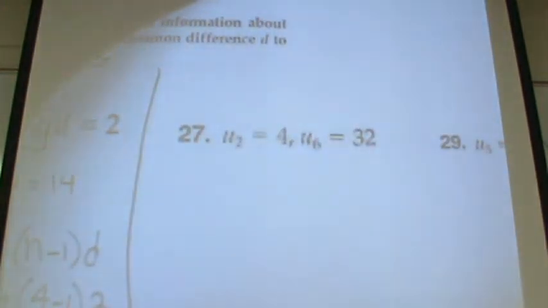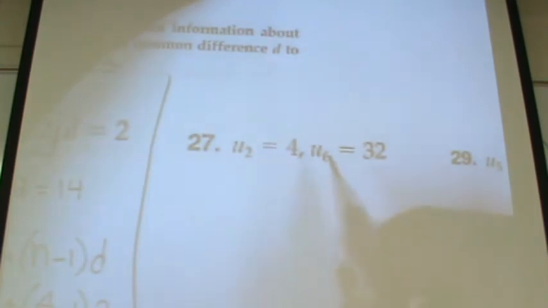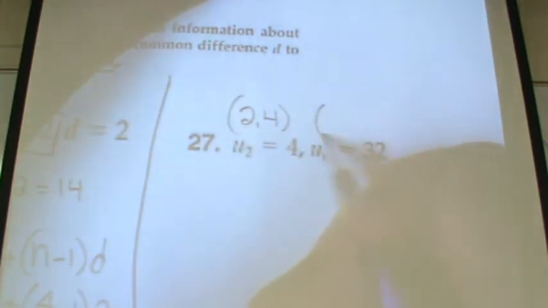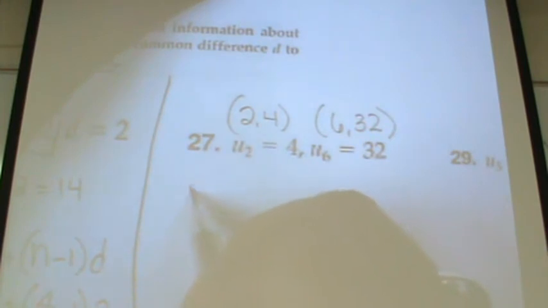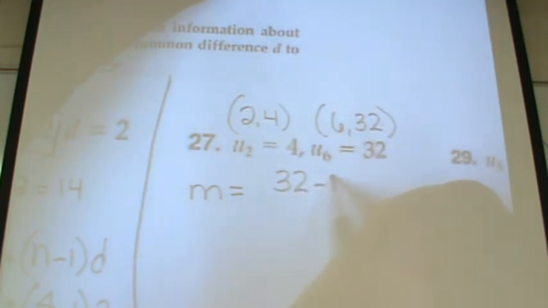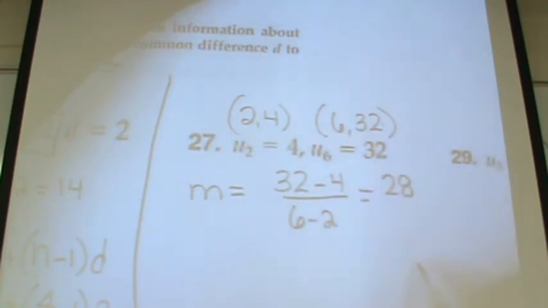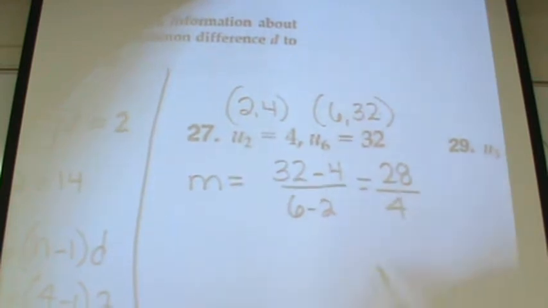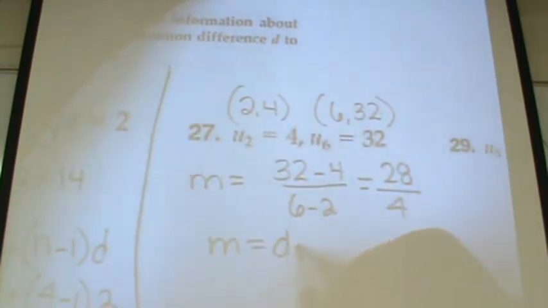This next one, because you have 2 terms and they're not in order, treat this like an ordered pair. 2 comma 4 and 6 comma 32, like we did in class. Think of the slope formula. The slope formula says the difference of the y's, so I'm going to do 32 minus 4 over 6 minus 2. So you've got 28 on top, and you've got 4 on the bottom. So m, which is really d, is 7.